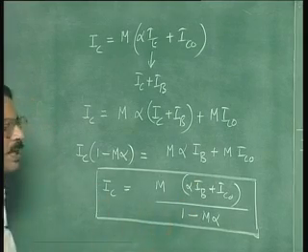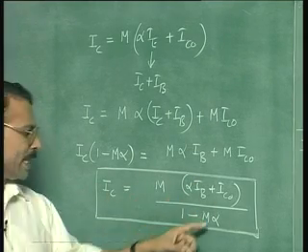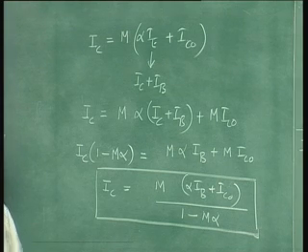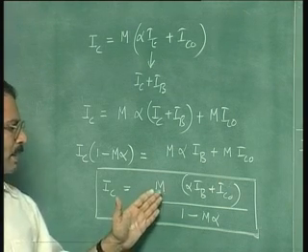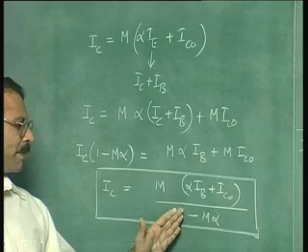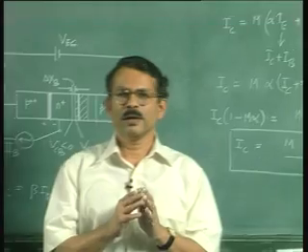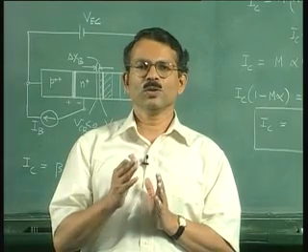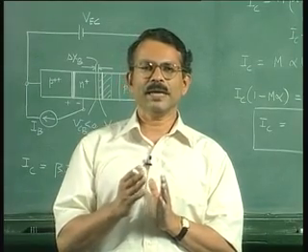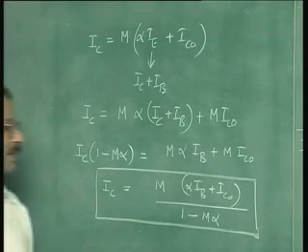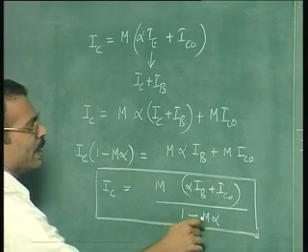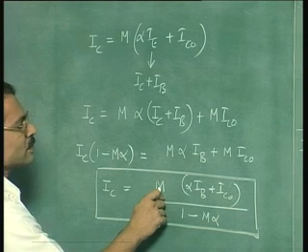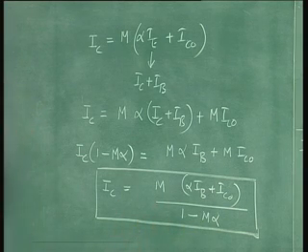This equation shows the so called positive feedback action. In fact, one can easily correlate the form of this equation to the form of a feedback amplifier. Now we will not do it in this course, but when you do the feedback amplifier in the circuits course, you can easily see that this is the loop gain. M into alpha is the loop gain, M is the forward gain and M into alpha is the loop gain.